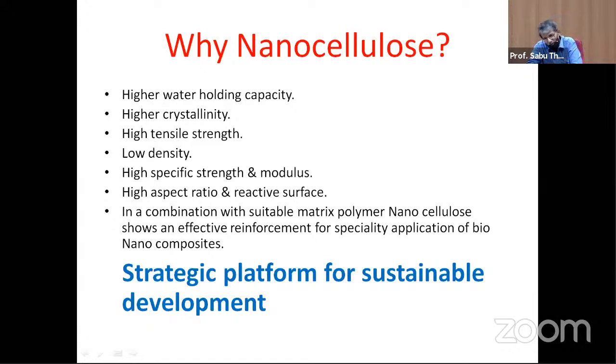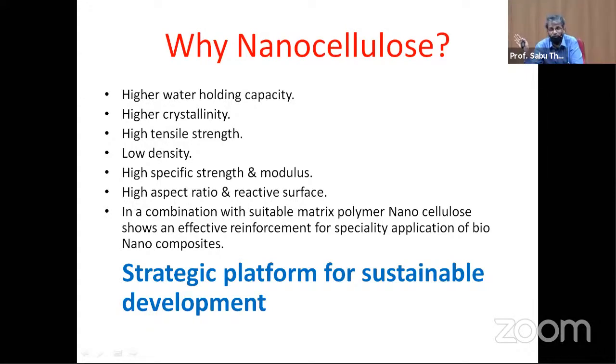We have a small plant on the campus where the raw material is the waste material from agro waste. We collect it, we do a chemical treatment, and we make nanocellulose. And nanocellulose, you see, I made a statement here: strategic platform for sustainable development.